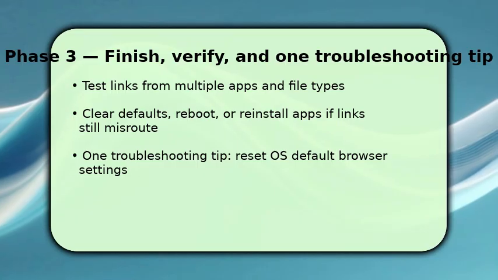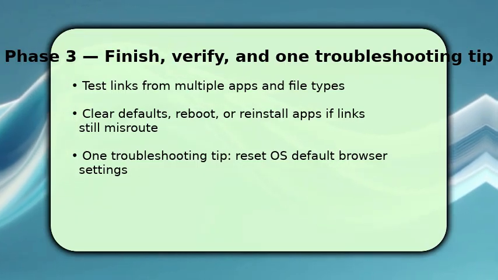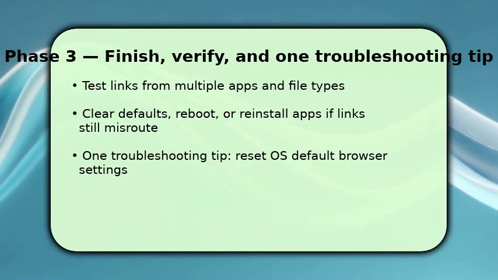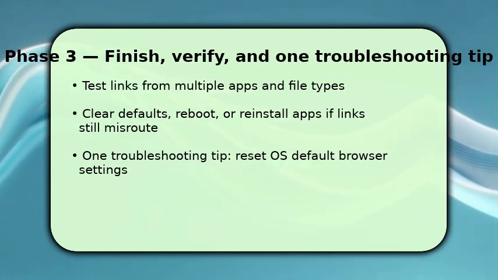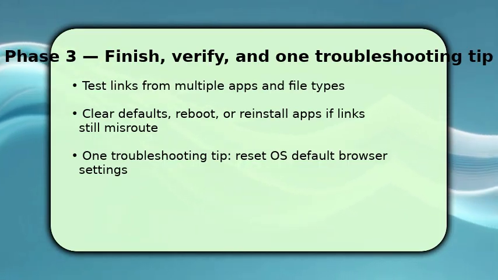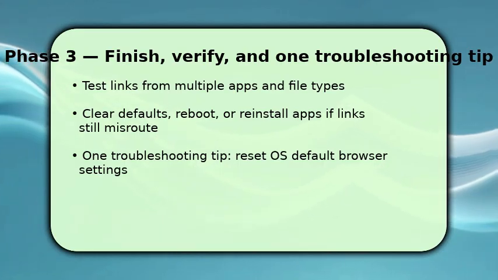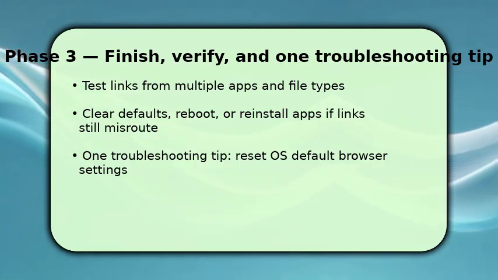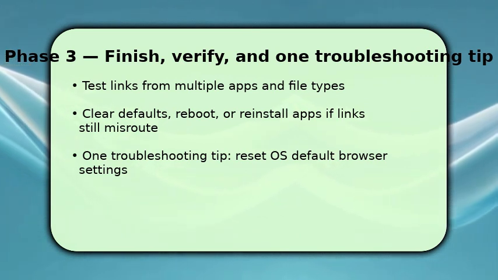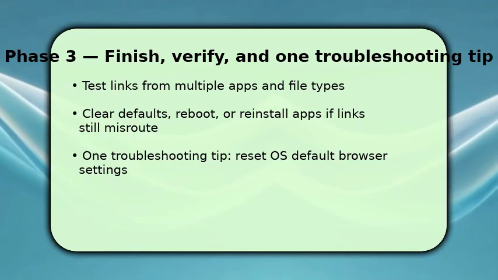If some still open elsewhere, clear defaults for the misbehaving app. On Android, tap the app, Open by default, Clear defaults. On Windows, reset default apps for HTTP/HTTPS. If problems persist, reboot the device and, as a last resort, reinstall either Chrome or the app that intercepts links. One key tip: always recheck default browser after major OS updates because updates can flip defaults.